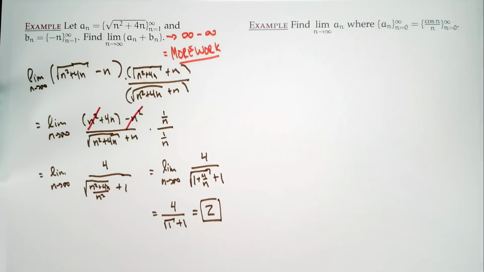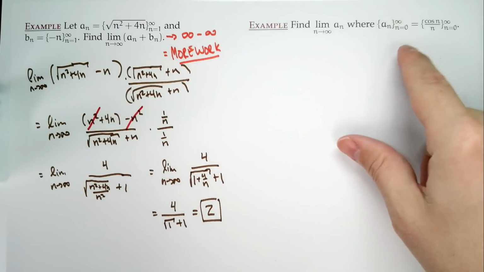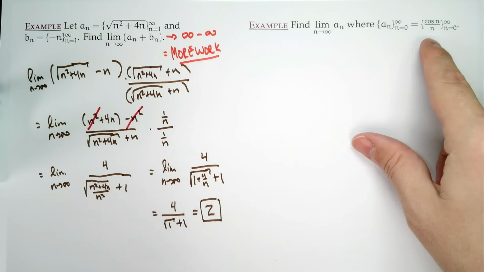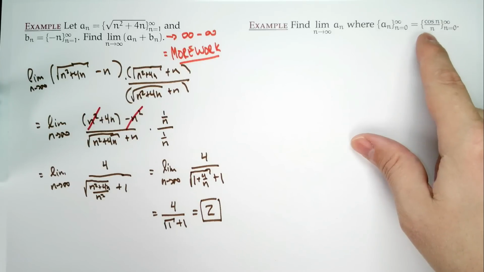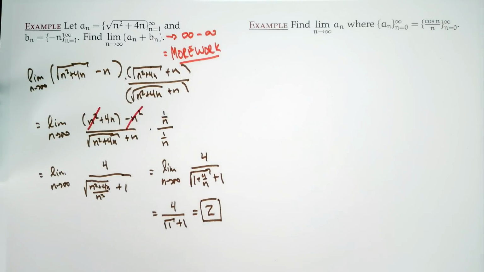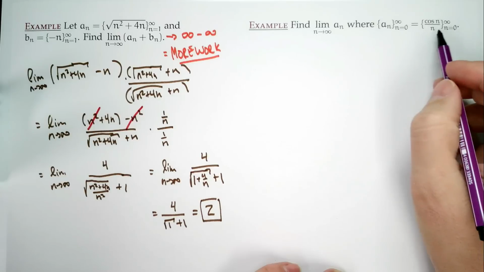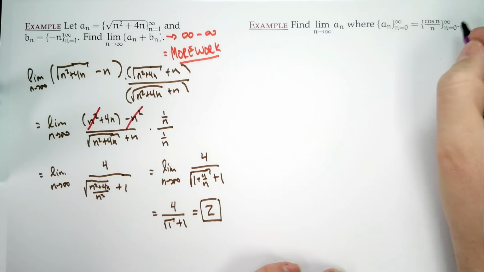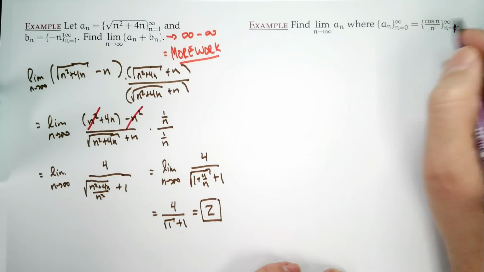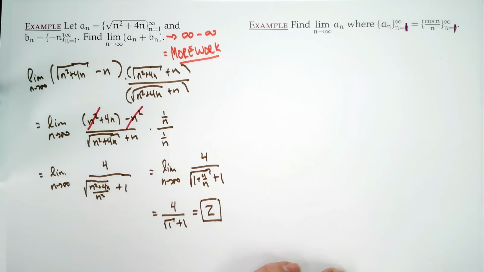So let's go to the next example. Find the limit as n goes to infinity where a_n, where n goes from 0 to infinity, is given by this function, cosine n over n. Now, obviously, there's a really bad mistake here, because when n equals 0, this is undefined, because you can't divide by 0. Okay, we just fix it. All right, good. Now we can talk about it.